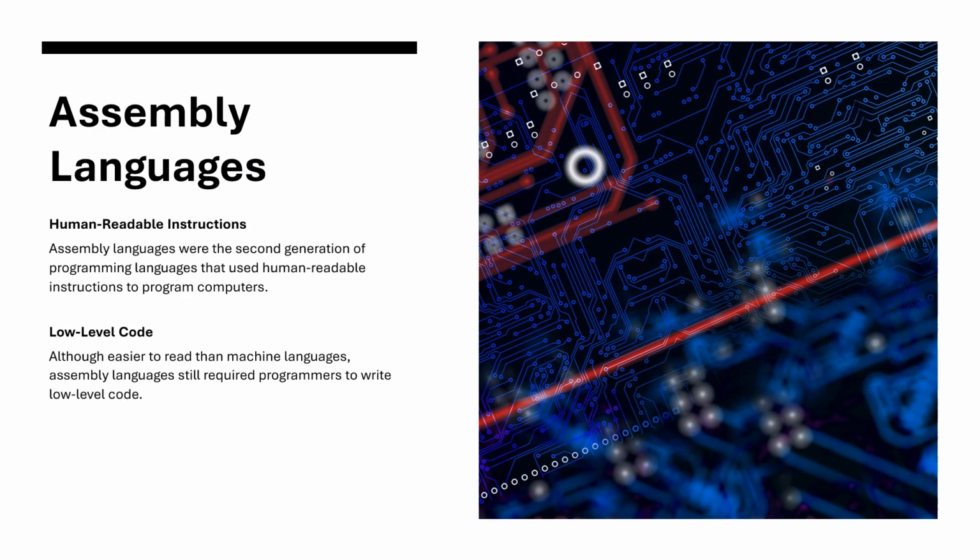Assembly languages, human-readable instructions. Assembly languages were the second generation of programming languages that used human-readable instructions to program computers. Low-level code. Although easier to read than machine languages, assembly languages still required programmers to write low-level code.